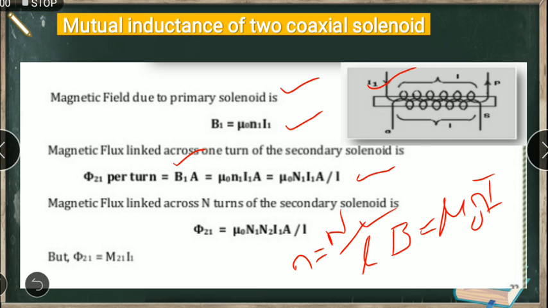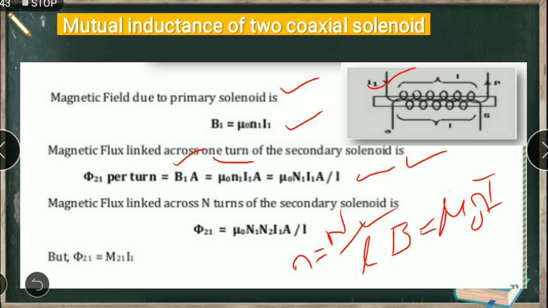Okay, mu naught is the permeability, N is the number of turns, I1 is the current in the primary coil, A is the area of cross section. Here the area of cross section of both the coils is the same. Okay, the number of turns varies, the area of cross section is the same. Next, here, the magnetic flux linked across the turns of the secondary solenoid. Okay, so if it is linked with the secondary solenoid, initially it was the expression for only one turn.